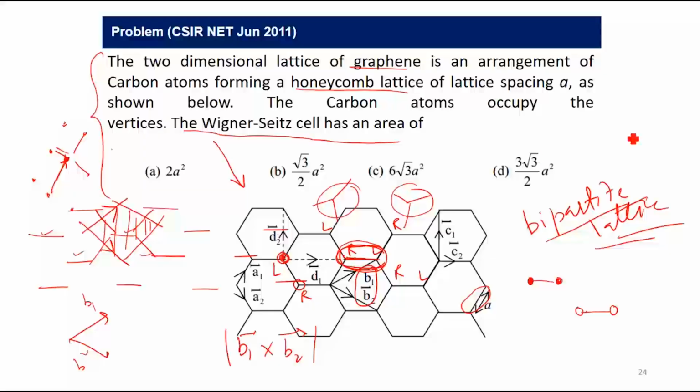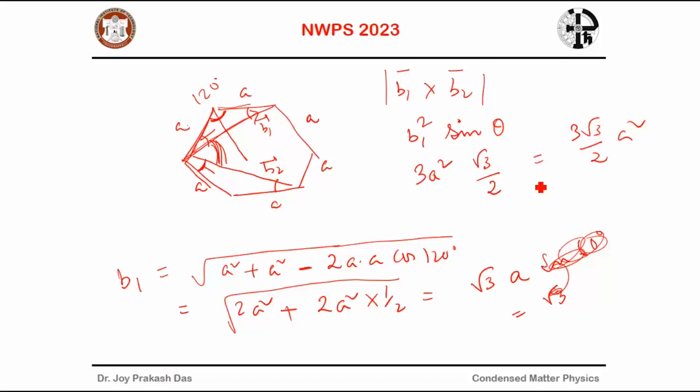Let me see if we have an option like this. 3 root 3 by 2 A square. Okay, so that's the answer. Are you able to follow this? How to get things like this?